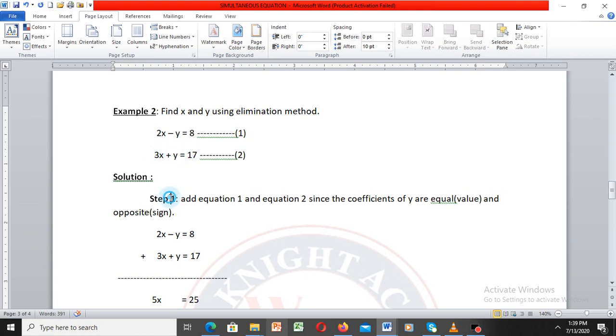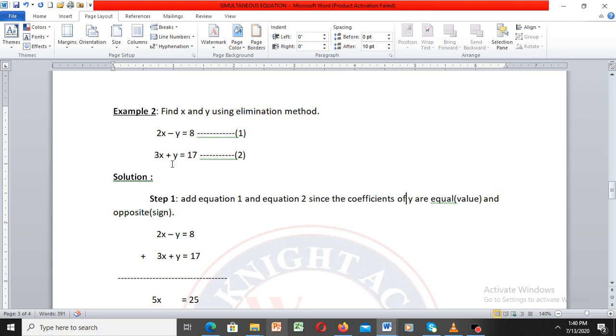Equation 2. And our solution, the first step here in this case is to add equation 1 to equation 2. We are going to be eliminating one of the unknowns, either y or x. And for us to eliminate either y or x, the coefficient has to be equal in value. So we add equation 1 and equation 2. Since the coefficients of y are equal in value and opposite in sign, that's why we are adding. If they have similar signs, then we are subtracting. Whether it's plus plus or minus minus, we'll be subtracting. So you either add or you subtract when you're using elimination method.